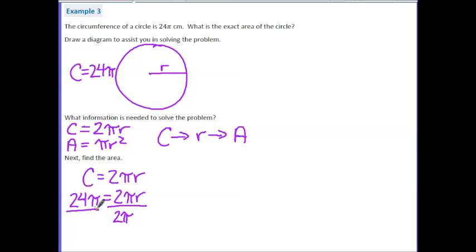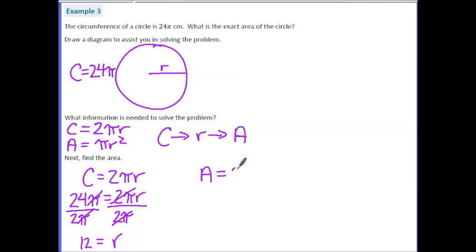And if I do it to one side, I have to do it to the other side. So when I do that, the 2 pi's over here are going to cancel, leaving us with r. And over here, the pi's cancel, because we have pi on top and pi on the bottom. And then 24 divided by 2 leaves us with 12. So this tells me the radius of my circle is 12. Now that I know that, I can calculate the area.